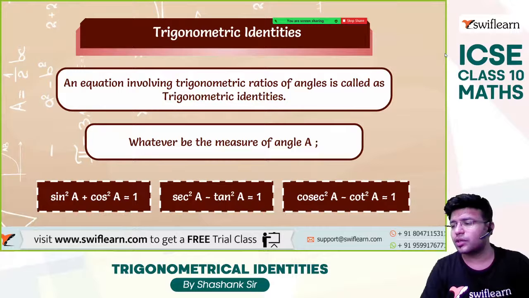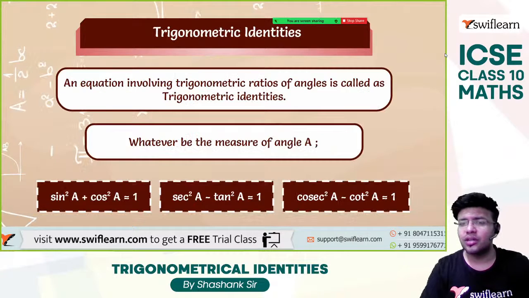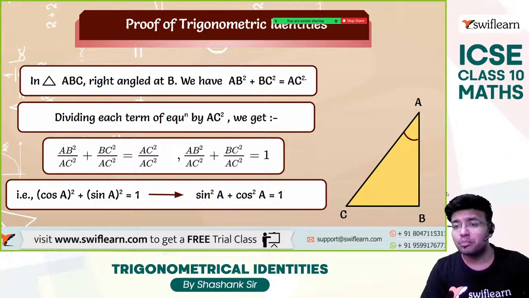Now, let's derive this. Let's prove that they are right. Okay, you may say, we just accepted it, how? How do we trust? So consider a right angle triangle ABC, right angled at B.